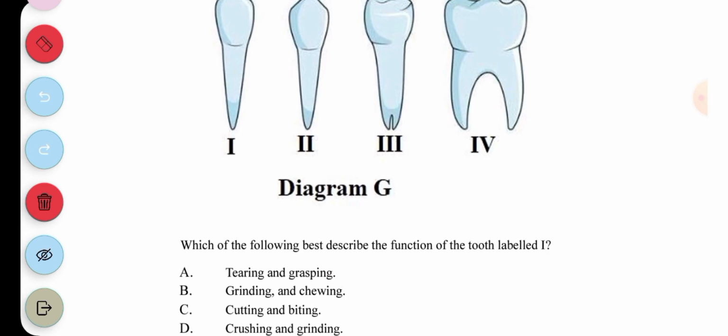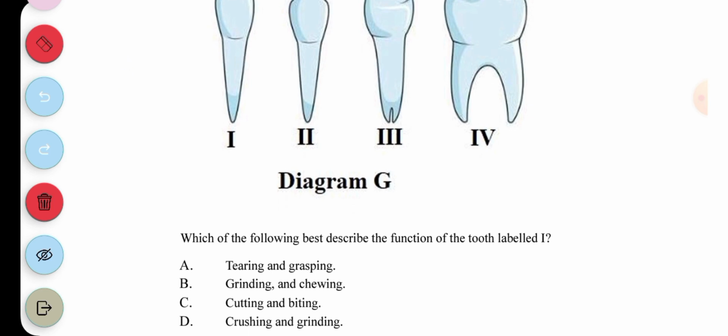A, tearing and grasping. B, grinding and chewing. C, cutting and biting. D, crushing and grinding. Now, I is the incisor, and the incisor is used for cutting and biting. So the answer is C.